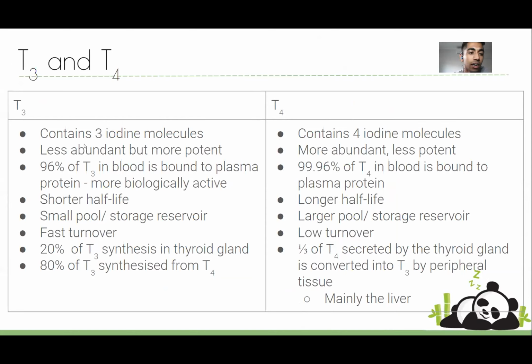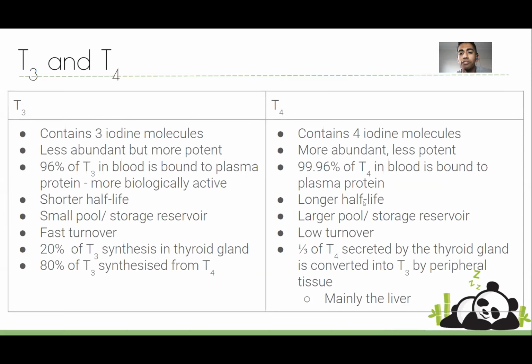T3 is less abundant. Your T3 is 96% bound to plasma proteins, whereas your T4 is 99.6% bound to plasma proteins. So that means a lot more of your T3 is just sitting in your blood as biologically active, so it can act on receptors in the body, on its target cells, whereas a lot more of the T4 is just sitting attached to your binding protein. Because T3 and T4 are like steroid hormones, they mainly bind to plasma proteins. A large quantity of them can't just sit in the blood because the blood is hydrophilic and these are hydrophobic.